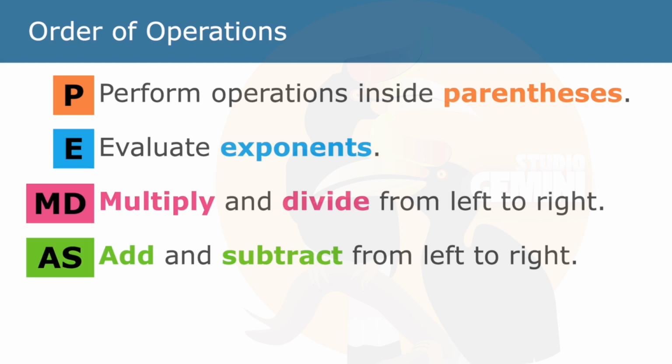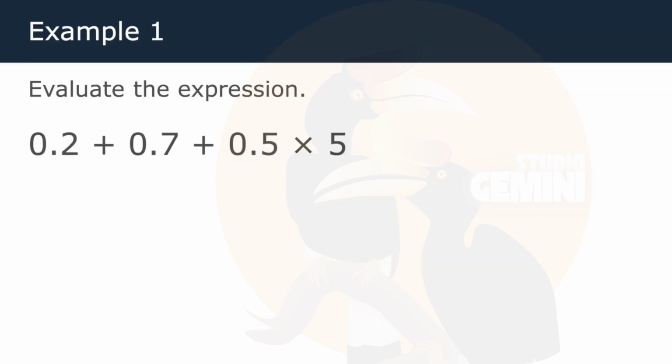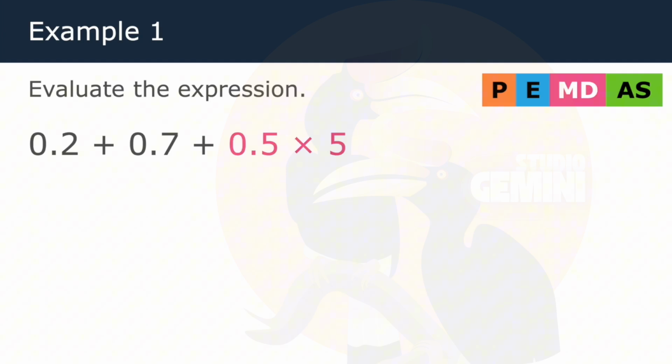Great, let's tackle some examples. In our first example, we will need to evaluate the expression 0.2 plus 0.7 plus 0.5 times 5. Let's follow the order of operations. There are no parentheses or exponents, so we'll start with multiplication. 0.5 times 5 is 2.5, so our expression is now 0.2 plus 0.7 plus 2.5.